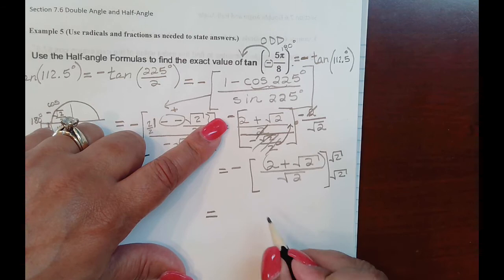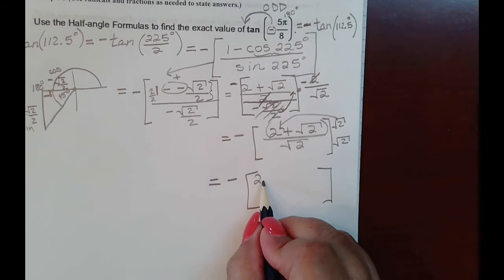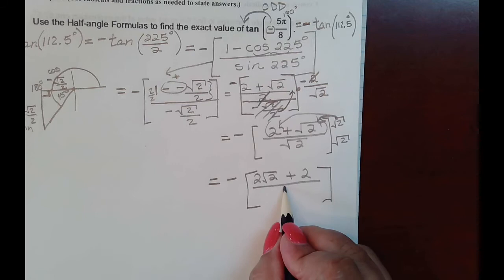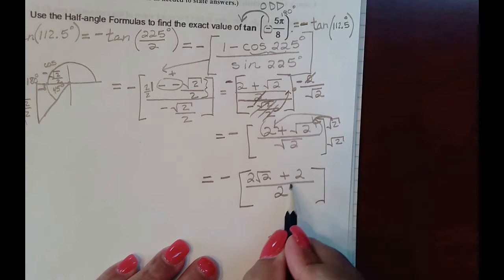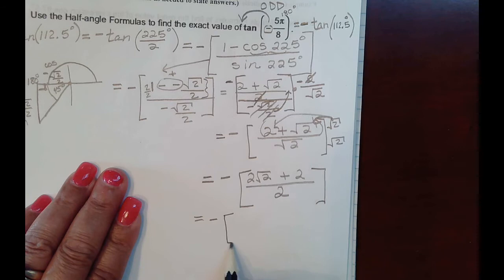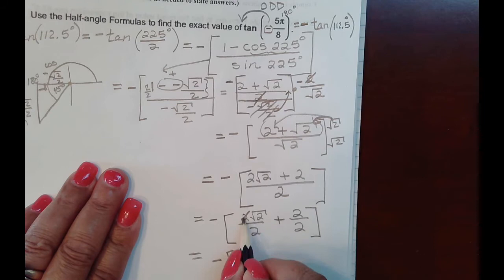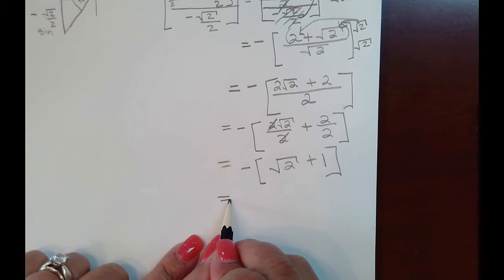Okay, so still working on what I have in here. 2 times square root of 2 would be written like this: 2 square root of 2. And then square root of 2 times square root of 2 would just be 2. Now we're going to continue to reduce. We're almost there. 2 goes into each one of these coefficients. Let's leave the negative there; let's not go crazy yet. So it's 2 square root of 2 over 2, and 2 over 2. So this is equal to square root of 2 plus 1. And then finally, when you apply that negative, it's just negative square root of 2 minus 1.